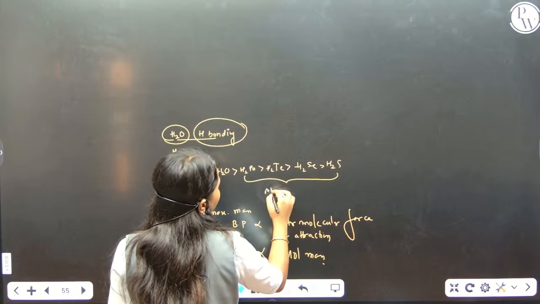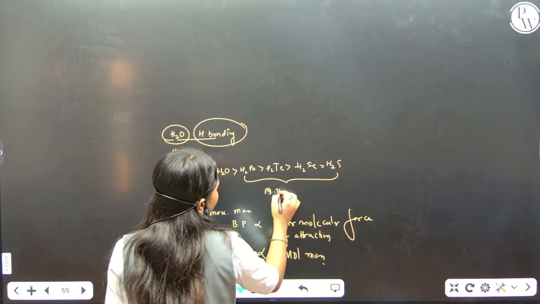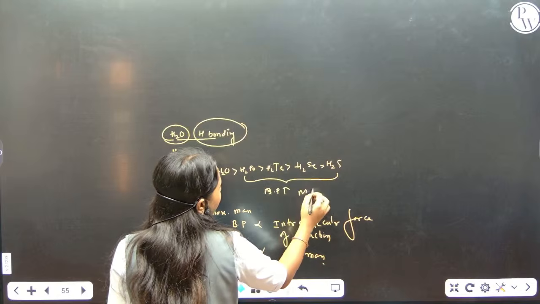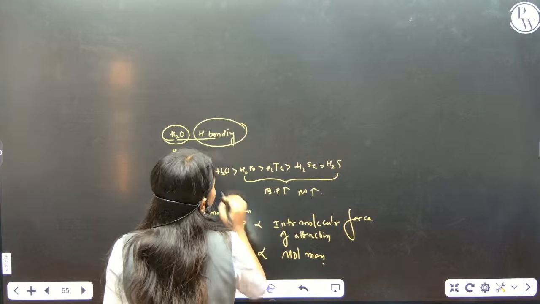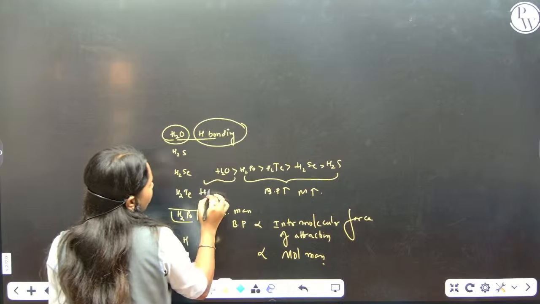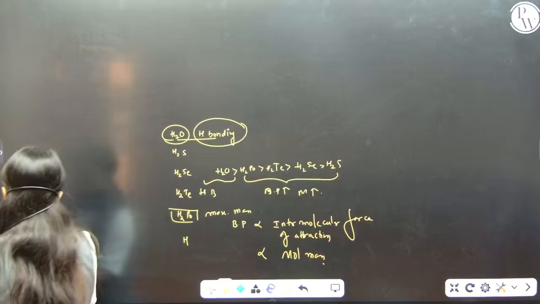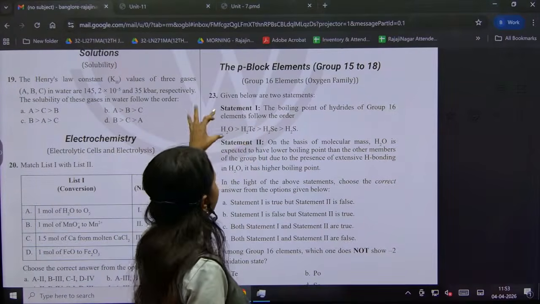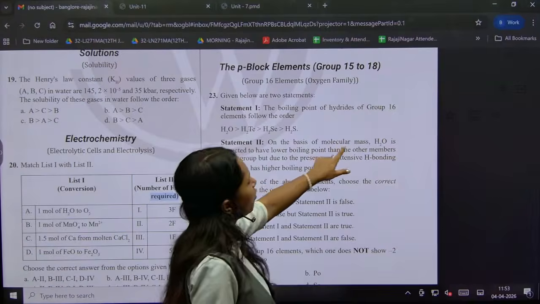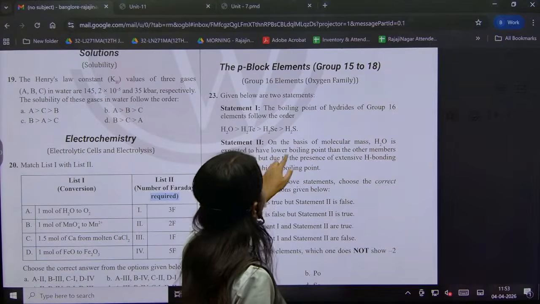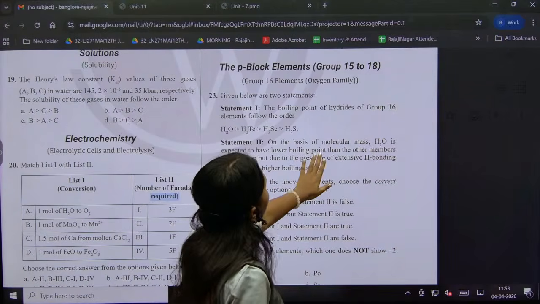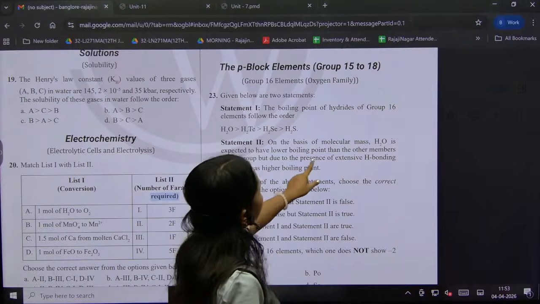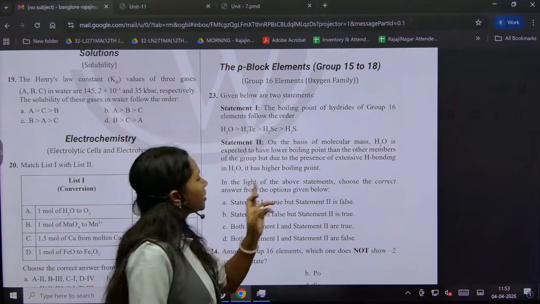Why? Because boiling point is more when mass is more, right? And why is this high? Because of H bonding. So what is the answer for this question? The boiling point order seems correct. Statement number 1 correct. On the basis of molecular mass, H2O is expected to have lower boiling point than the other members. But due to the presence of extensive H bonding, H2O has a higher boiling point.